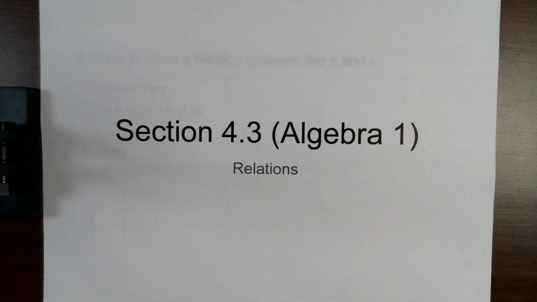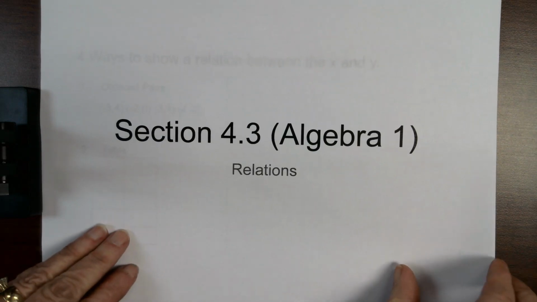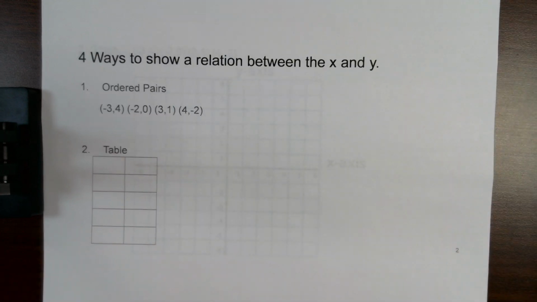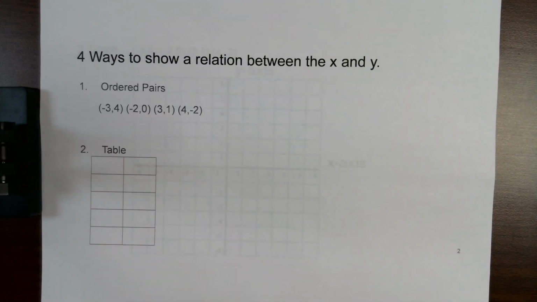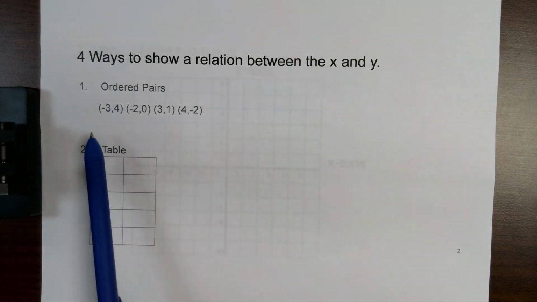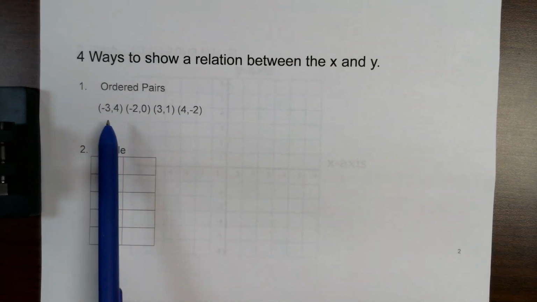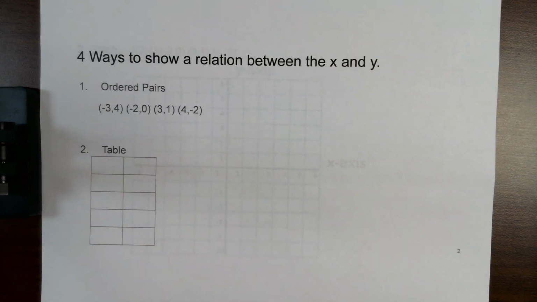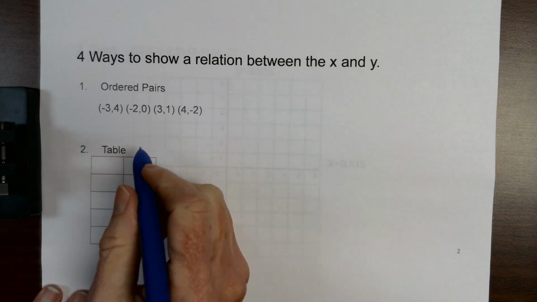Section 4.3 has to do with relations. There's different ways to show relations between the x and the y, and we've already talked about the ordered pairs. Ordered pairs always show how that particular x is related to that particular y. So that is the first way, is by ordered pairs. The second way is with a table.